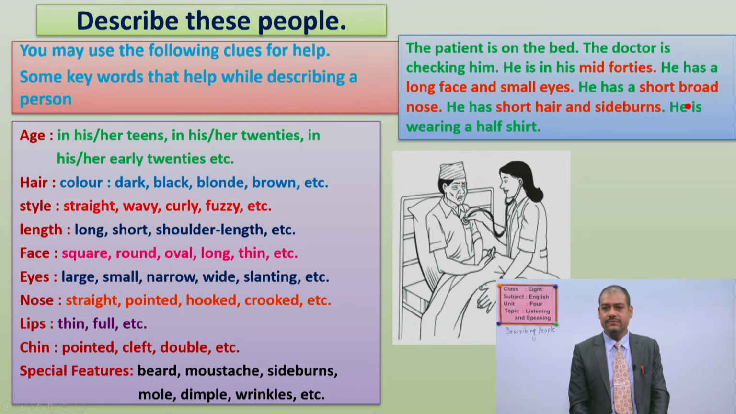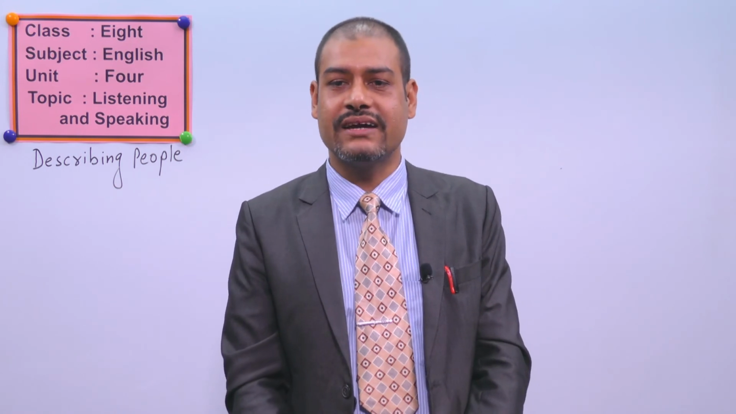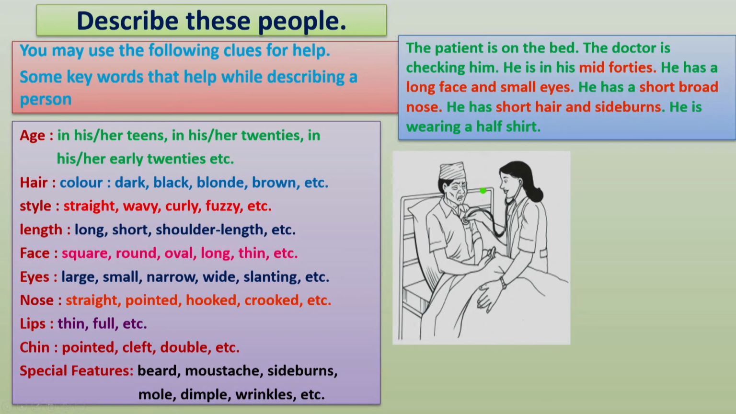He has a short, broad nose. See, nose. He has short hair and sideburns. See, look at his hair, short, and his sideburns are also short. He is wearing a half shirt. Look at, he is wearing half shirt. This is how I describe this person, patient. Now, your job is to describe this doctor, okay?